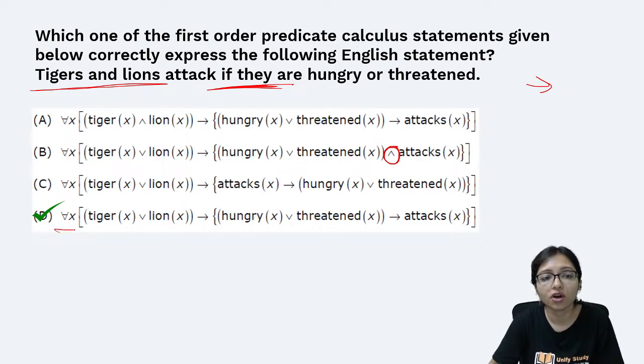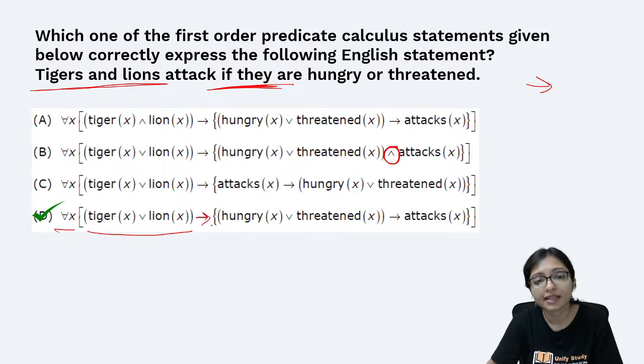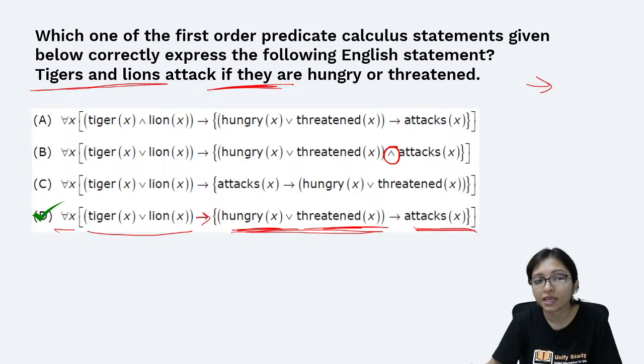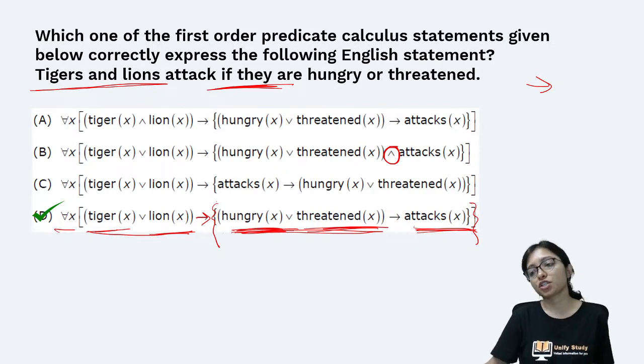That's why for all x, tiger or lion, it's not and, implies that they are hungry or threatened, then they are going to attack. If it is a tiger or lion, then if they are hungry or threatened, then they are going to attack. This is the way you have to divide the logic, because it is the representation of logic.